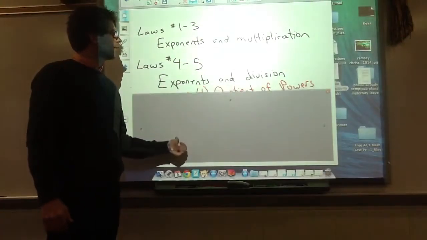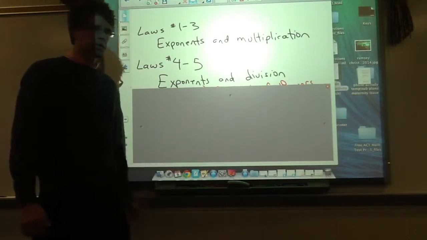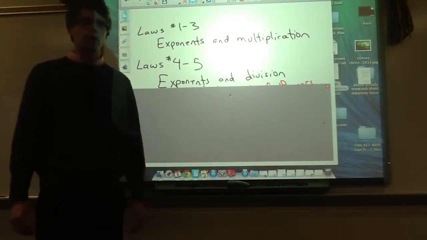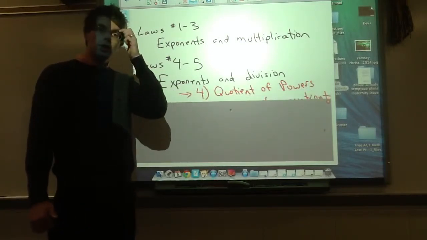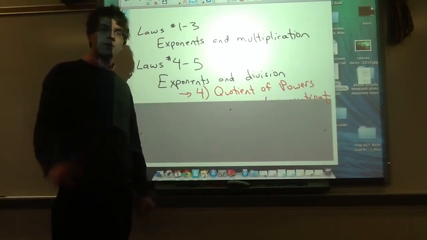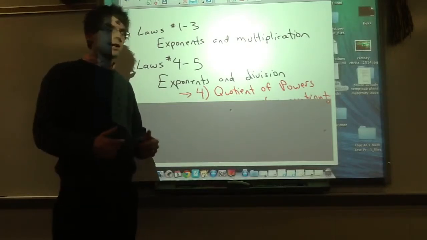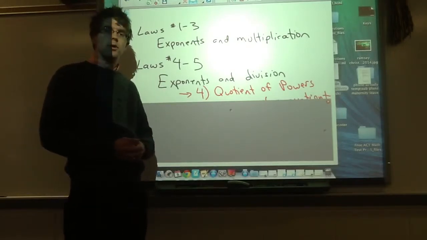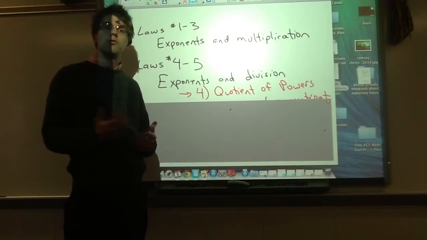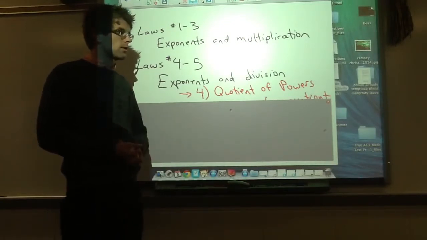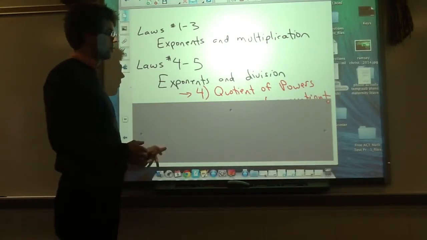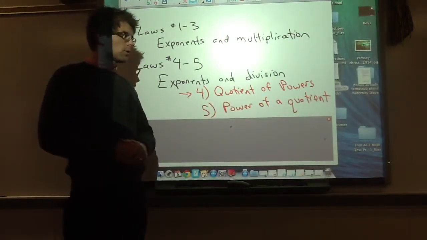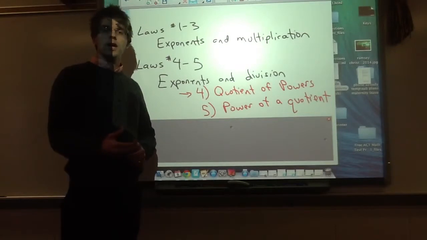Now we are getting into what you do with laws 4 and 5, where you're dealing with exponents and division. Okay, and law number 4 is what we've already talked about, where you work with a quotient of powers. That is, when you're dividing two powers together. If you recall, when you divide powers, you subtract the exponents. And that's what we talked about the other day. And today we're going to talk about law 5. What happens when you have a power on a quotient?